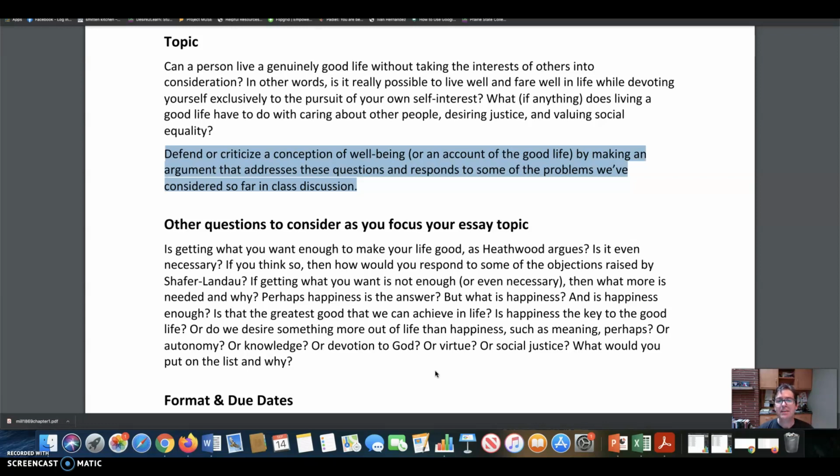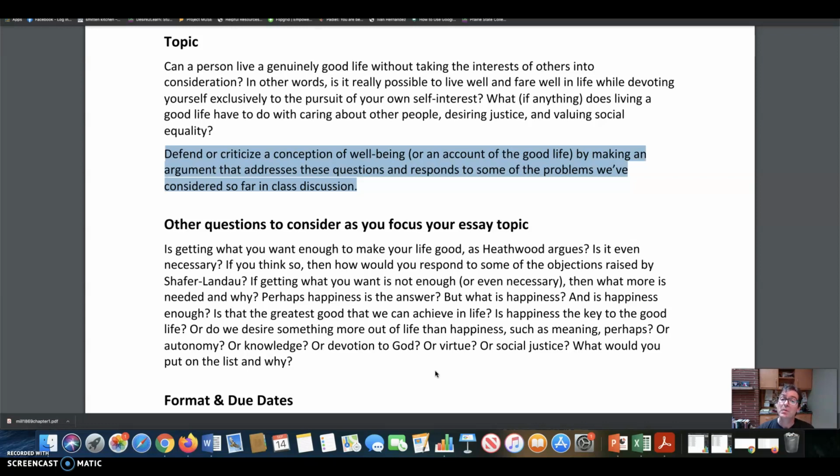Is it the key to the good life? That's the kind of hedonist position, that happiness is the key. Happiness understood as attitudinal pleasure and the absence of pain, of unnecessary pain. But is that enough? Is that the greatest good we can achieve in life? Or do we desire something more out of life than happiness?